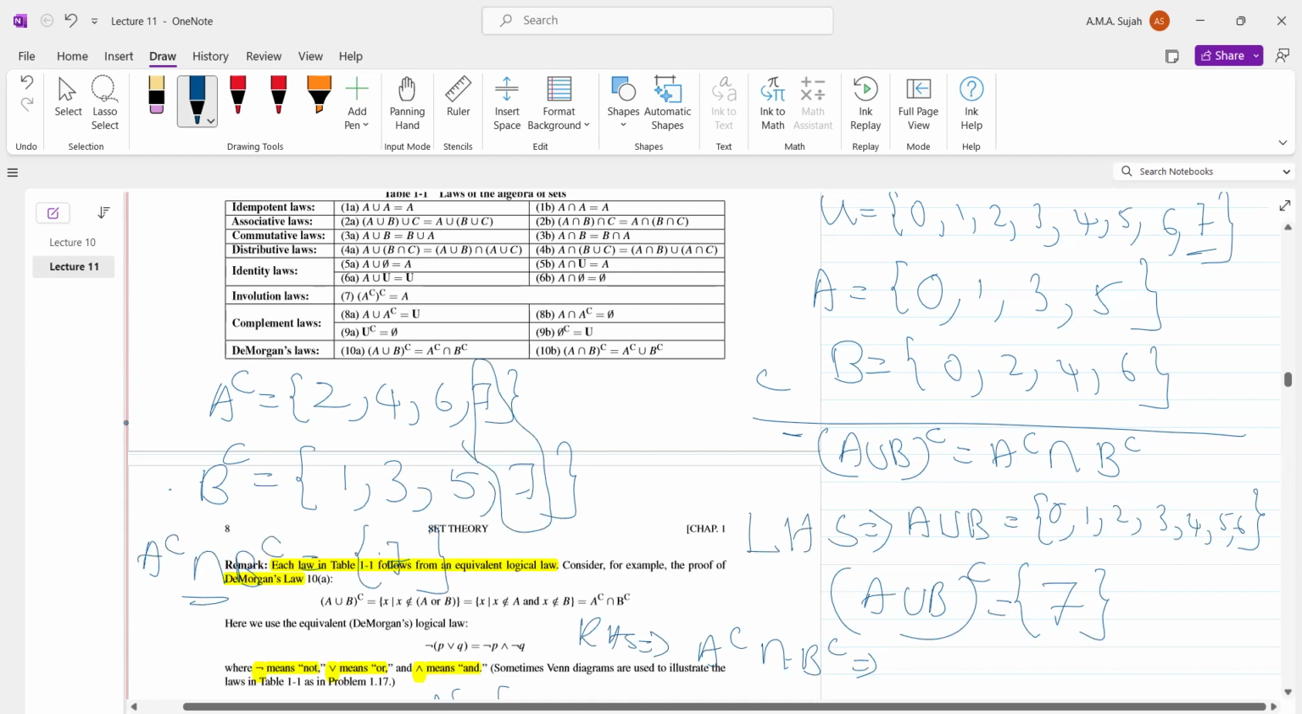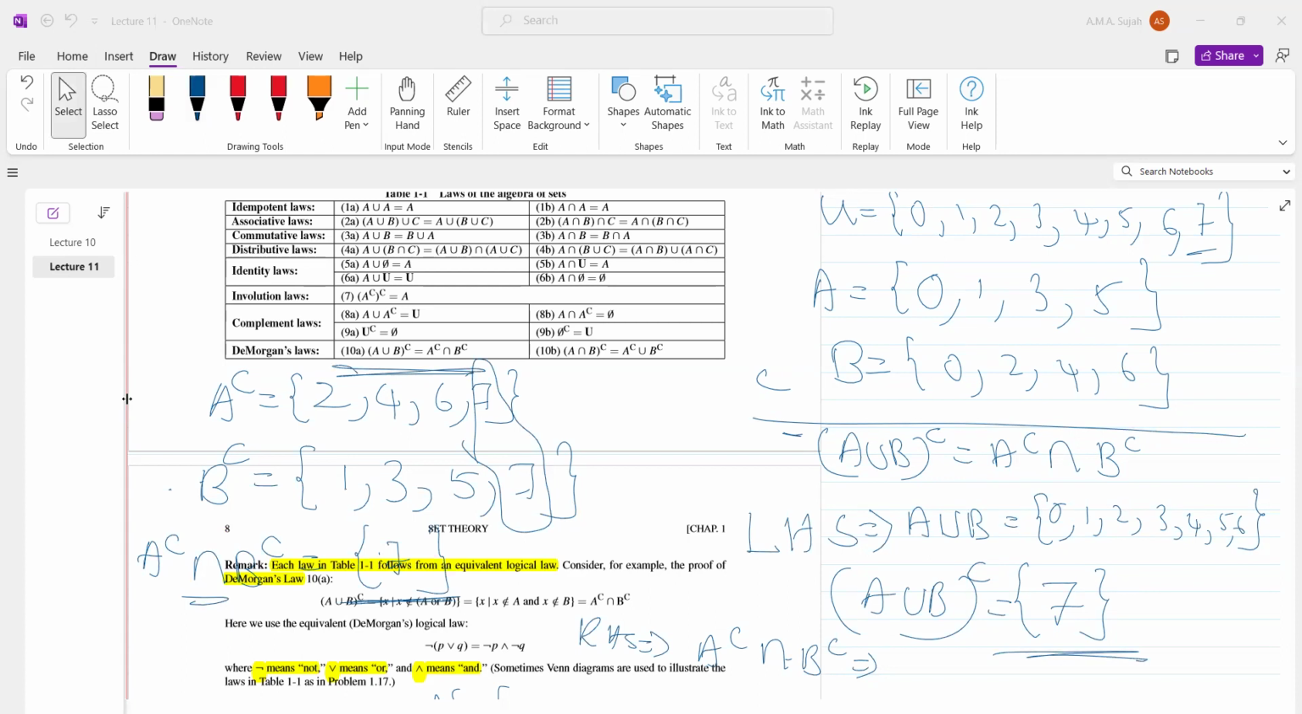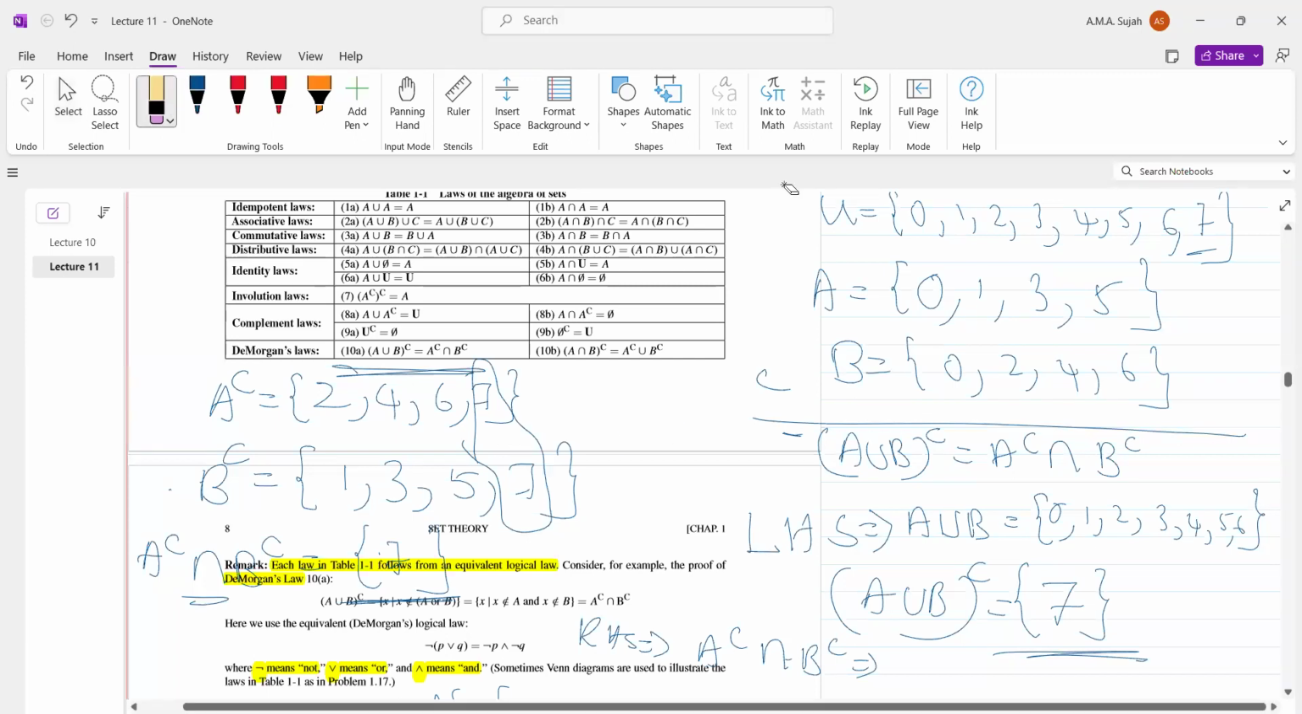Now if you look at my left hand side, it contains only 7 as an element. My right hand side also contains only 7 as an element. So we can say the De Morgan's law is correct, right? Similarly, you can prove all the laws using these two ways. Maybe you can assume some sets, then prove this way, or you can draw Venn diagrams and prove.